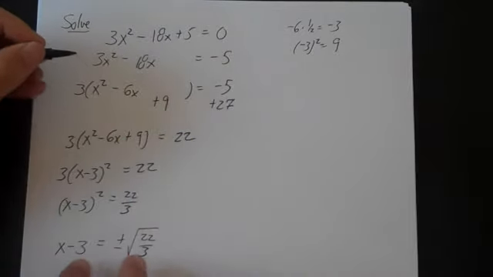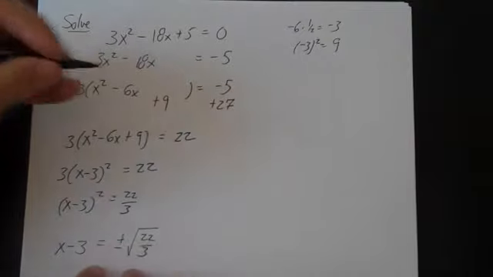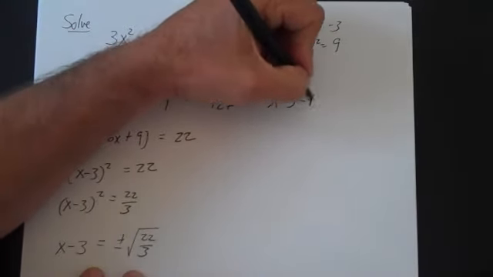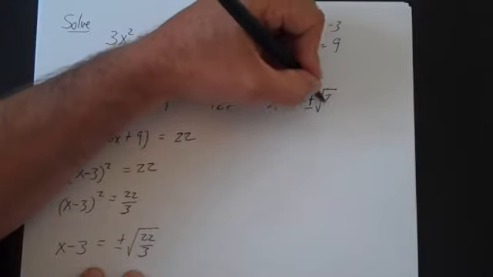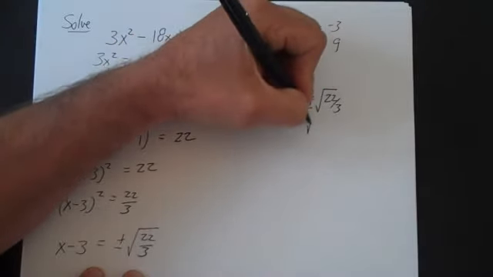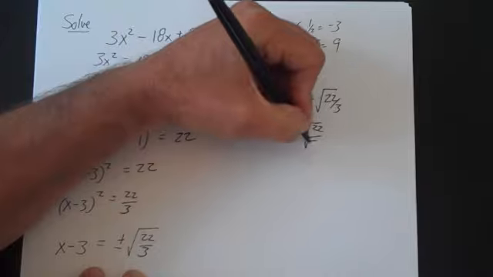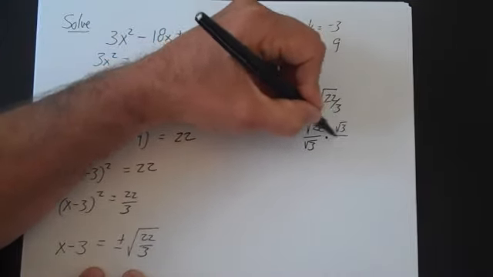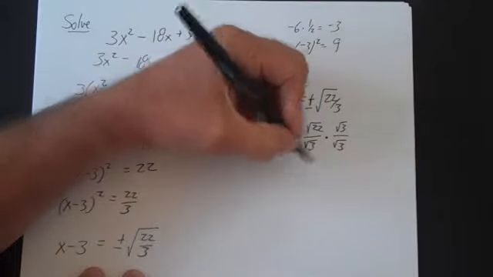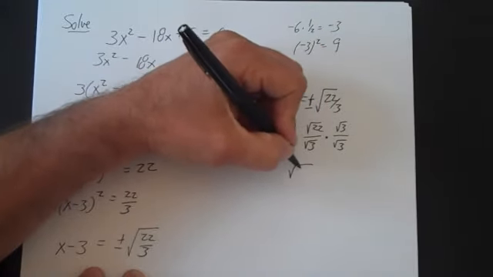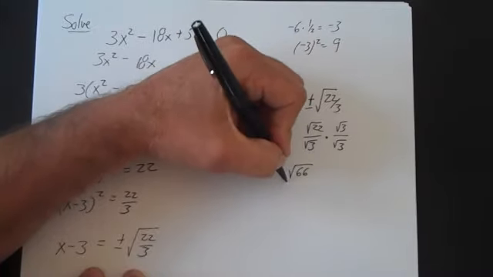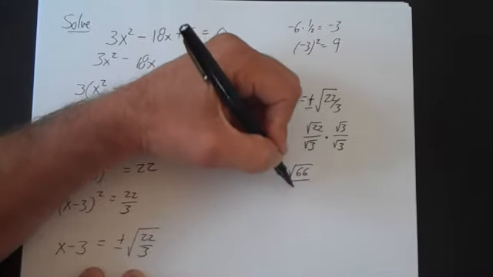Now, whether you need to simplify this, you can simplify it now or later. In this example, I'll simplify it now. That's plus or minus square root 22 thirds. That's the square root of 22 over the square root of 3. I don't like a square root on the bottom, so I multiply that by square root of 3 over square root of 3. And I get square root of 66, I believe, over square root of 9, or 3.